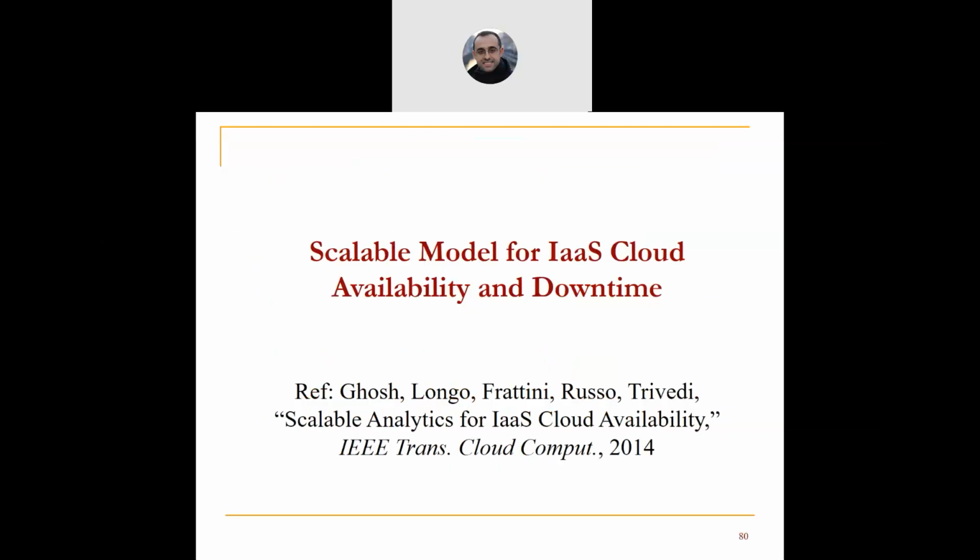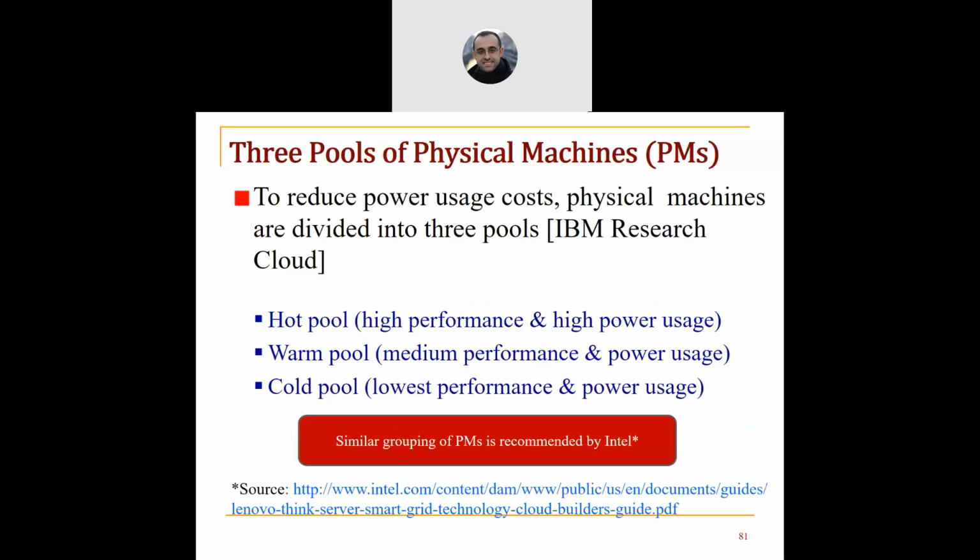So let's see some examples. There are many, many examples, not only in my books, but in many papers. But this particular example I've chosen from one of my papers in 2014, when IBM Research Cloud invited us to help them model. And in this research cloud, there were 3 pools of physical machines. To reduce power usage costs, physical machines are divided into 3 pools.